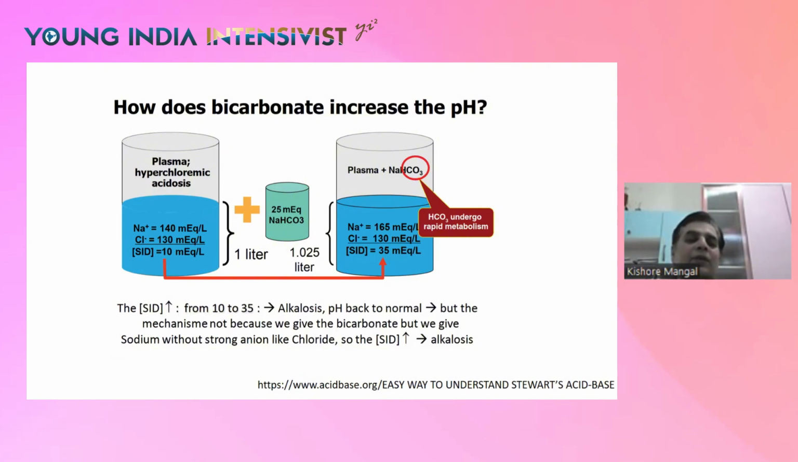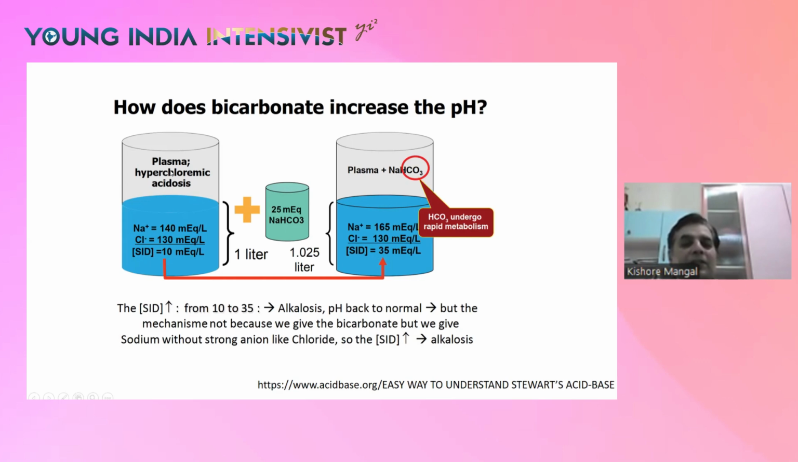Another very important explanation given by this principle is about the role of bicarbonate in increasing the pH. So traditional teaching is that since we give the patient sodium bicarbonate, bicarbonate levels are retained by the patient, and since the bicarbonate levels are increased, that leads to metabolic alkalosis, right? So let's see what happens when we give bicarbonate in this patient.